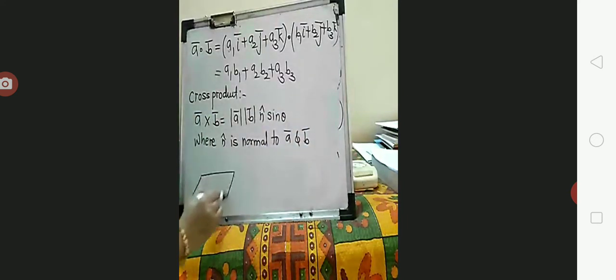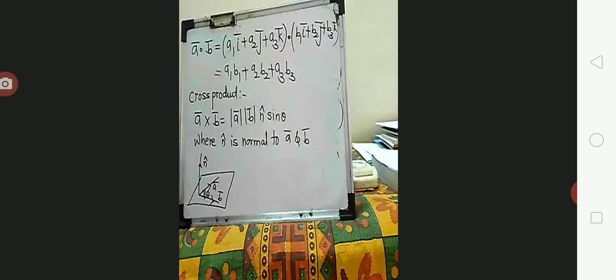So suppose I have in this plane, we have defined this A bar and B bar. This is my A bar. This is my B bar. Then this is your angle, theta, made by these. So what is your n cap? N cap is going to be normal to this A bar and B bar. So here we are getting the cross product between the two vectors as magnitude of A bar into magnitude of B bar into n cap sin theta.